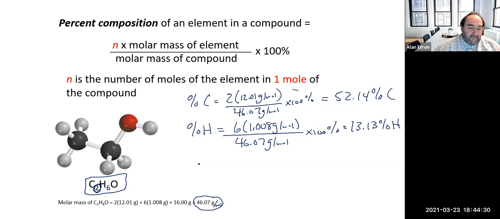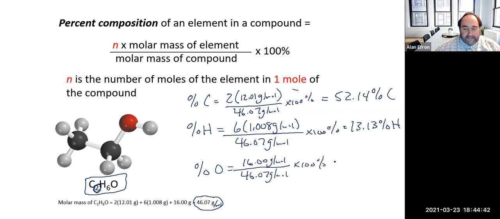At this point, we could do the same thing for oxygen. There's only 1 oxygen present. Divided by 46.07 grams per mole times 100%. And that would get us 16 divided by 46.07 times 100%. And we see that oxygen makes up about 34.73% of this molecule. By the way, because oxygen was the last element present, you could have added those 2 together and then subtracted from 100%, right? And that would get you your 34% as well. So, there's a couple different ways you could do that.